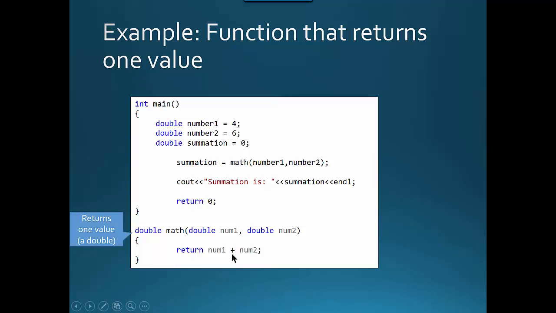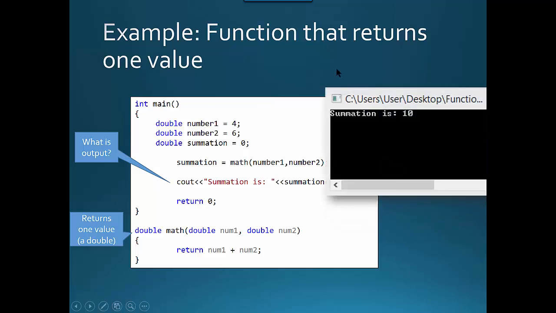And so, our math function returns one value. We've added them together, but this is one value. And so try to think about what the output of this program is, hit pause, and then when you've got it, hit continue. And we can see that, yeah, the summation is 10. The two values were added together and we get 10. So, simple function.